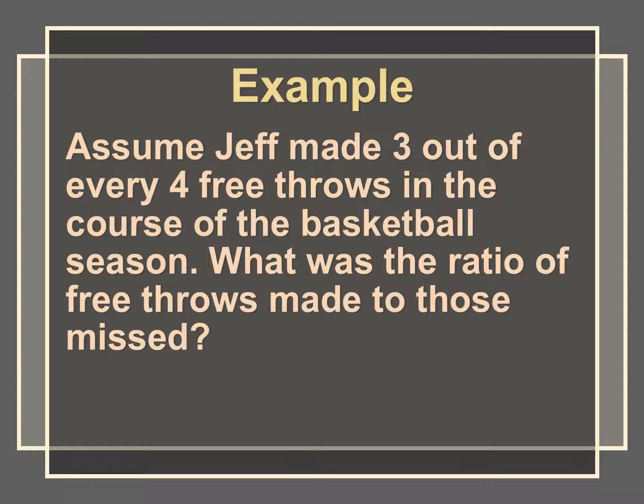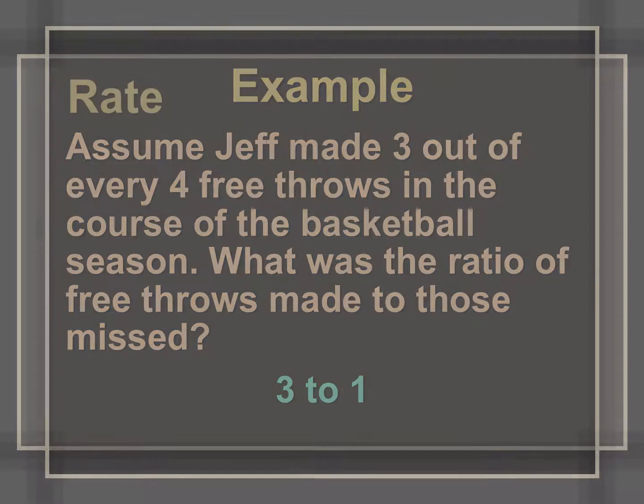So what about the ratio of free throws made to those missed? If he's making 3 free throws, but out of every 4 that he makes, he misses 1, that means the ratio of free throws made to those missed, well, he's making 3 and missing 1, so that ratio would be 3 to 1.